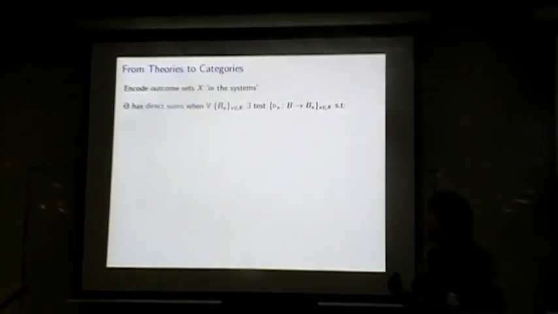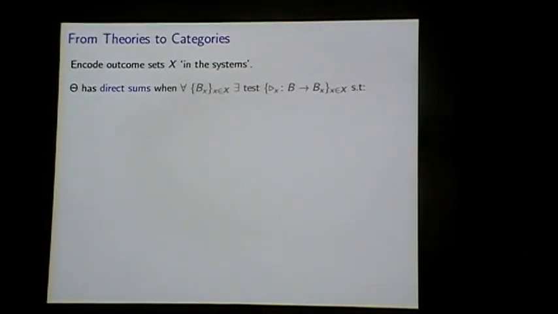So we're going to talk about theories with this property of having what we'll call direct sums, perhaps slightly dodgily, saying that every finite collection of systems comes with a bigger system, here called B, and a test which projects onto each of those factors.